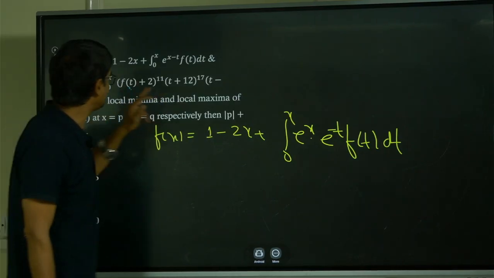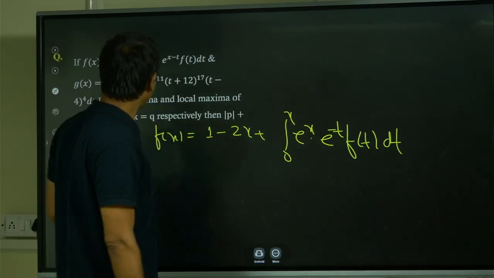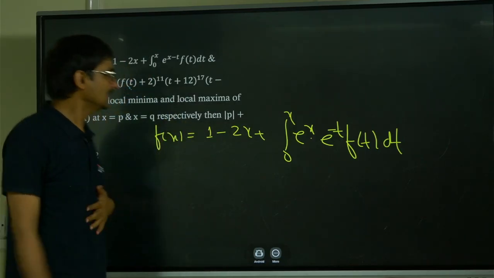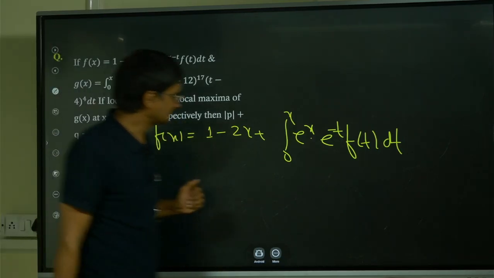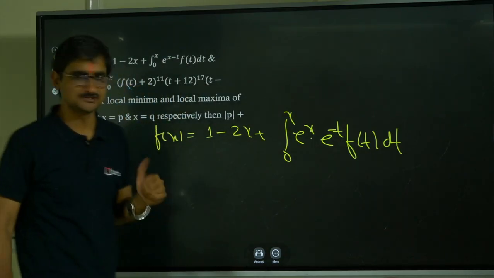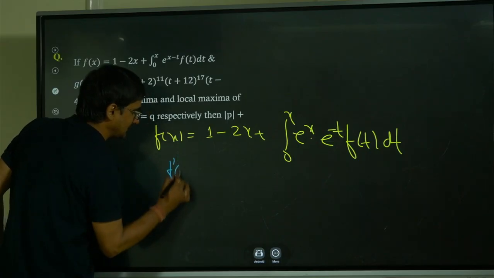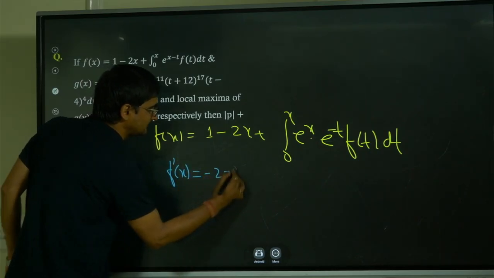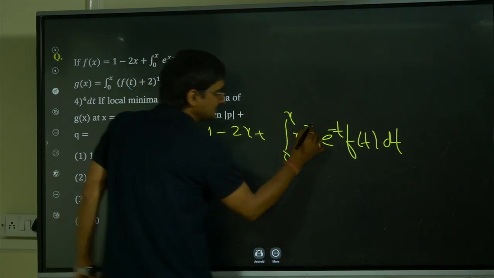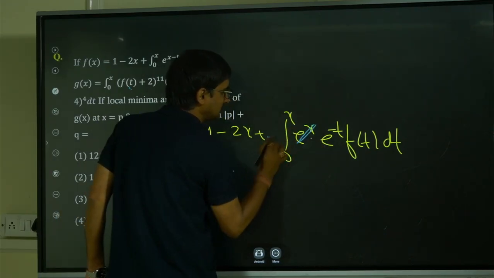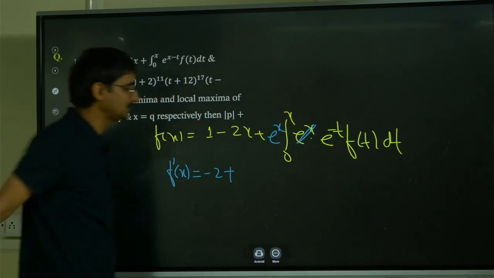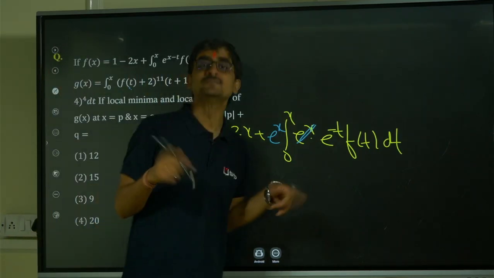For that we need f of t, so we need f of x. Now that's a question I feel is a question of Leibniz rule of differentiation. How to differentiate? What I will be doing is writing f dash x as -2, differentiating it. Since this is independent of t, it's a constant with respect to t, so I will take it out. Now we need to apply product rule.